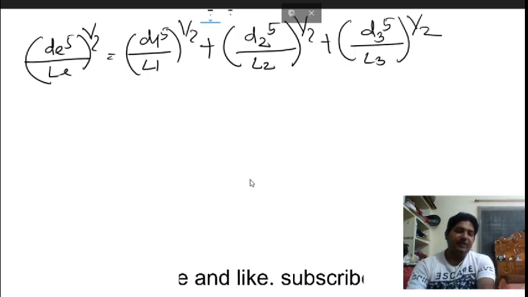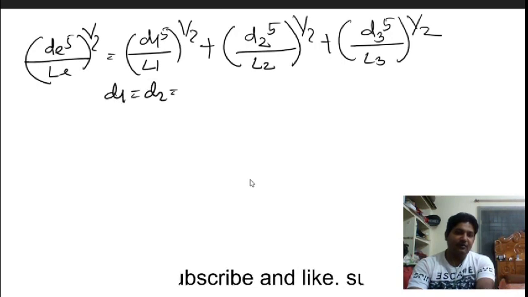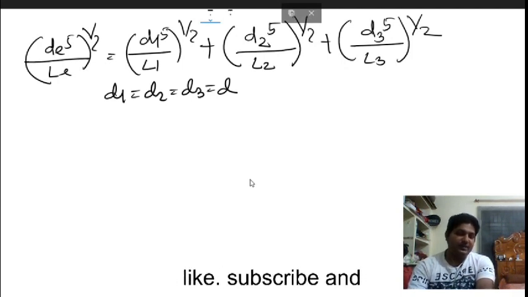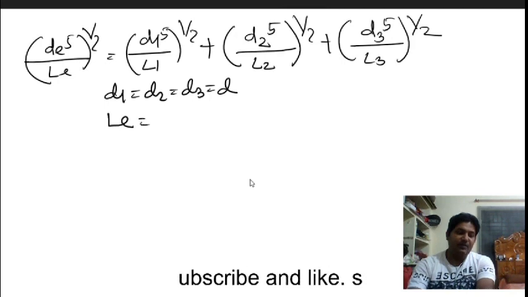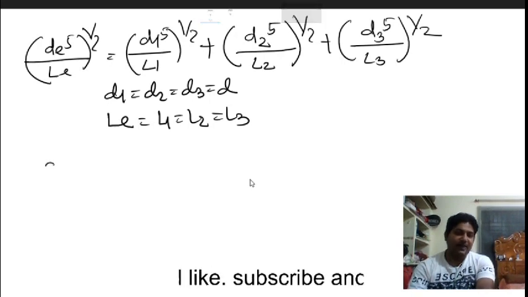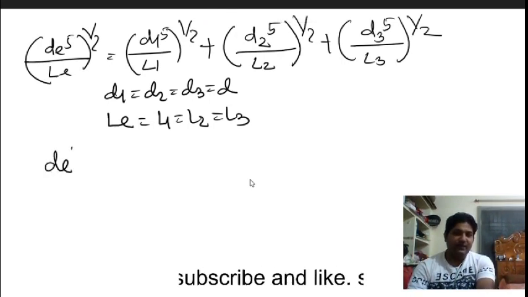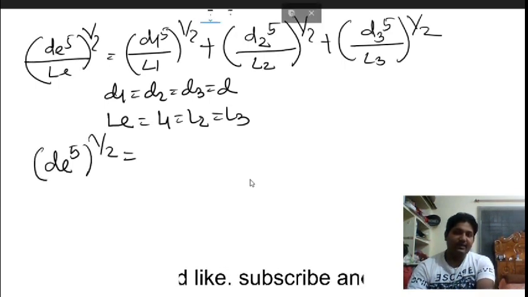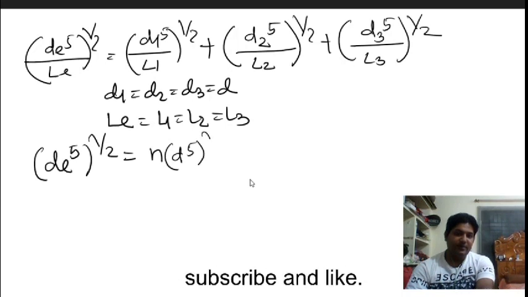So now if the diameter of all these pipes is the same, suppose I can say D1 will be equal to D2 will be equal to D3 will be equal to d. So if you write this down, this length LE will be equal to L1 will be equal to L2, and this will be equal to L3. So then the final equation comes out to be dE to the power 5 by 2 will be equal to, so all these lengths cancel each other. So now this will come out to be n, the number of pipes, so n into d to the power 5 to the power half. Suppose n pipes are there.